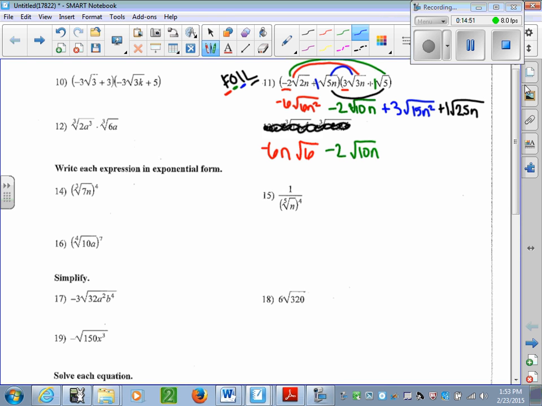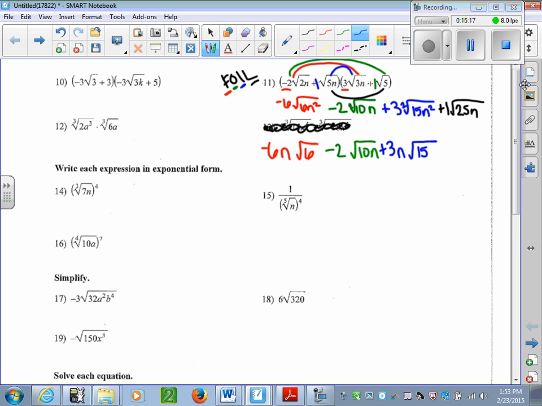I have 15n squared under the radical. 15 is not a perfect square. None of its factors are perfect squares. So the 15 is stuck. What about the n squared? Remember, we have an index of 2, so the n has to come out in pairs, and there are 2 n's, so the n can come out from under the radical. And then we have a positive 3 that was already out there.